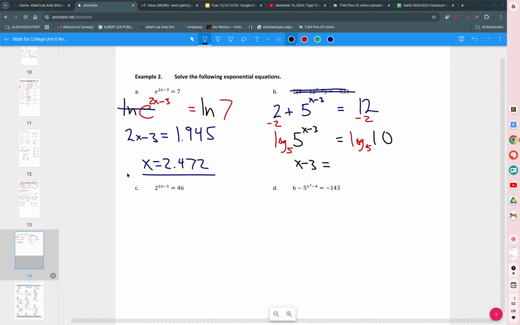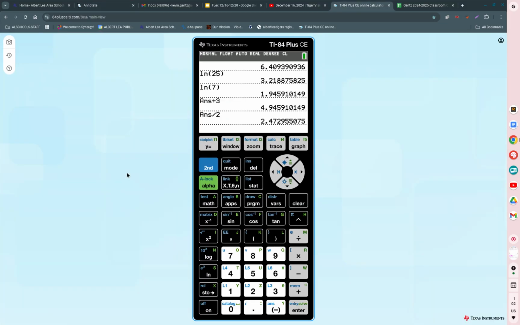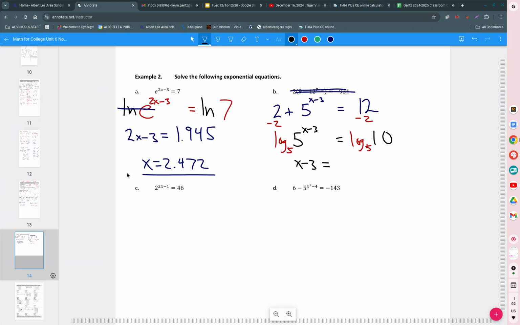That I have to compute on my calculator using my change of base, which is log of 10 divided by the log of 5. 1.431. Finally, I'll add 3 over. I get x is equal to 4.431.